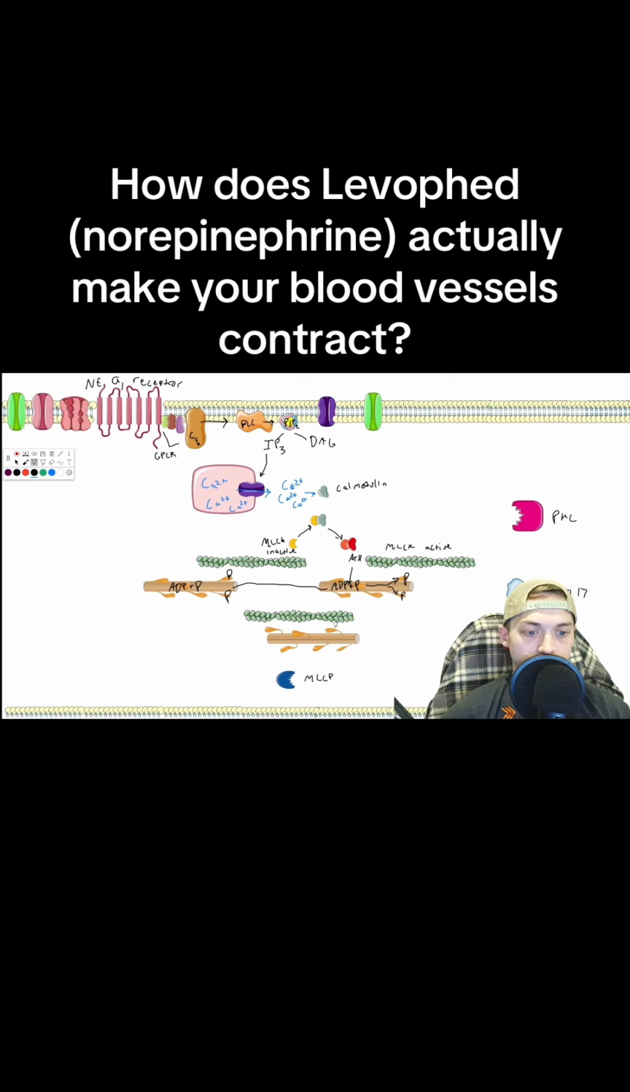So we got some phosphate here. We got some phosphate here. Bam. It's going to contract. That is supposed to be an arrow. And if there was one over here, then it would contract in that way. This is how your smooth muscles contract, but this is the IP3 and DAG pathway.